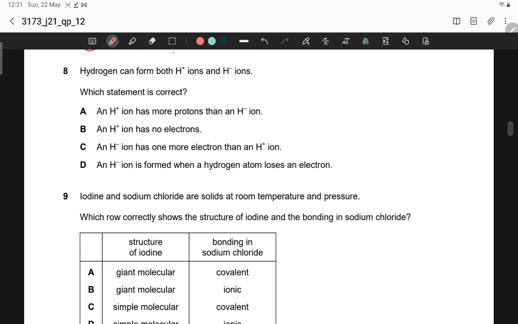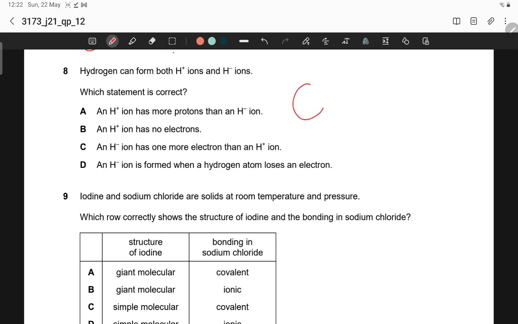Hydrogen can form hydrogen positive ions and hydride ion. Which statement is correct? A hydrogen ion has more protons than hydride ion. So both have the same number of protons.